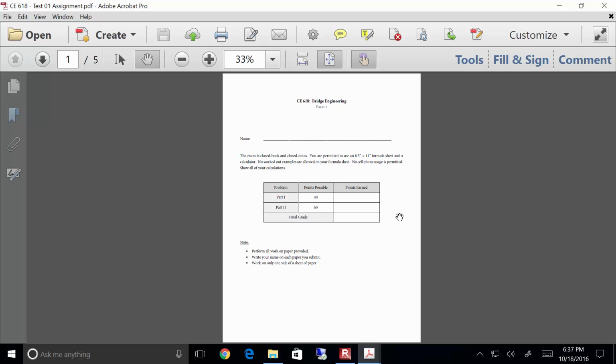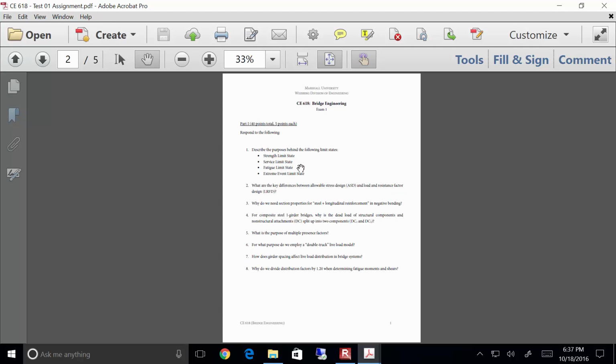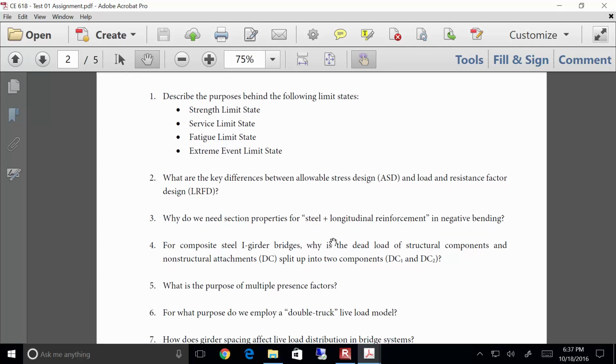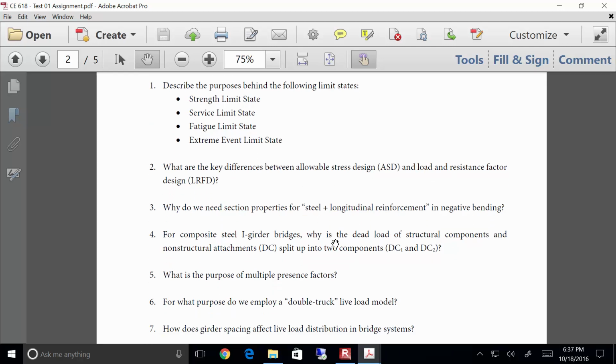There we go. All right, so we'll take our time and sort of go through this. I'm not going to be too overly detailed on part one, but I do want to at least be a little surgical with part two. So part one, you had all your conceptual questions. Let me sort of take my time and go through these. So part one, describe the purposes behind the following limit states.